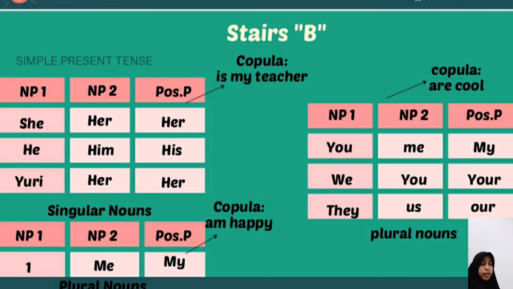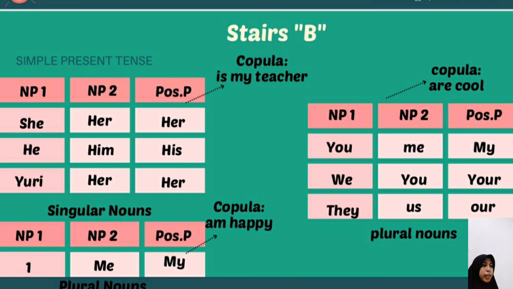There is the simple present formula. For a positive sentence: subject plus verb form, S or ES, plus complement. For a negative sentence: subject plus to be plus not plus complement. And 3. Interrogative sentence: to be plus subject plus complement.